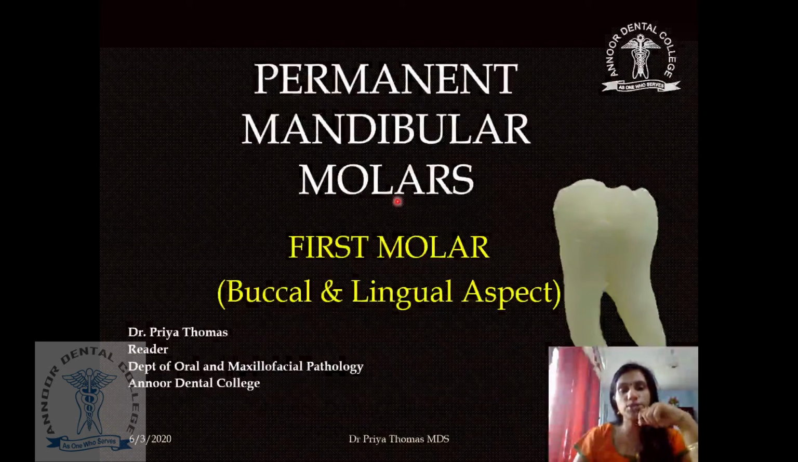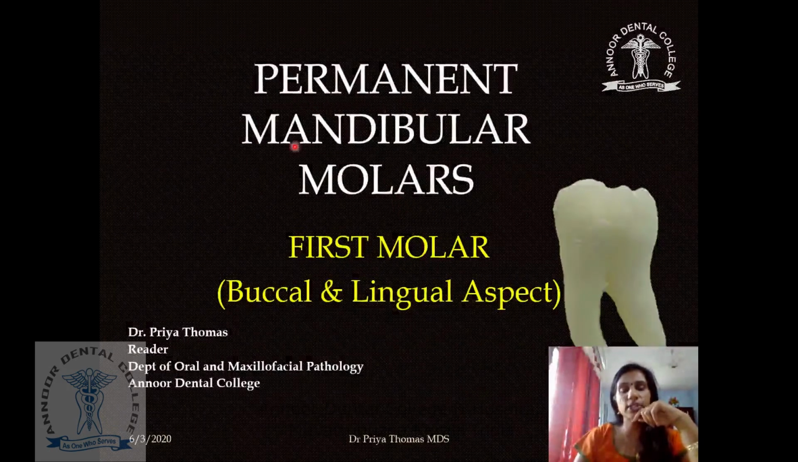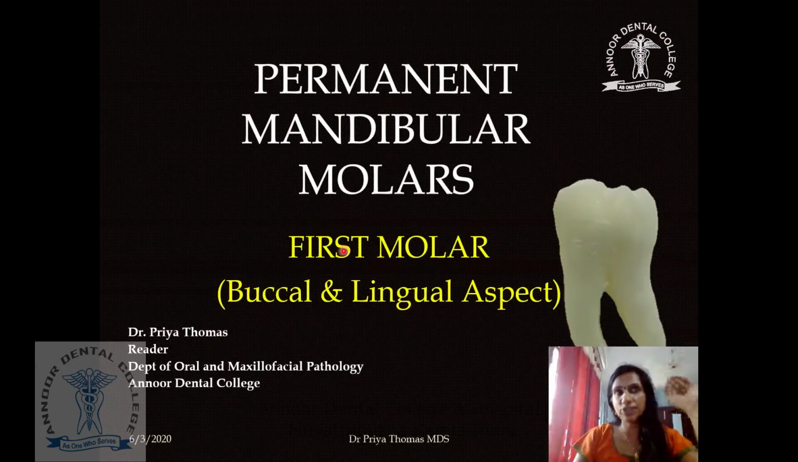So today we look into dental anatomy and we'll deal with the permanent mandibular molar. Now I have divided this session for you into three. In the first session, we'll concentrate on the buccal and the lingual aspect of your permanent mandibular first molar. In the second session, I'll take you through your mesial, distal and occlusal aspect of your first molar. And in the third session, you will concentrate on the second and your third molars.